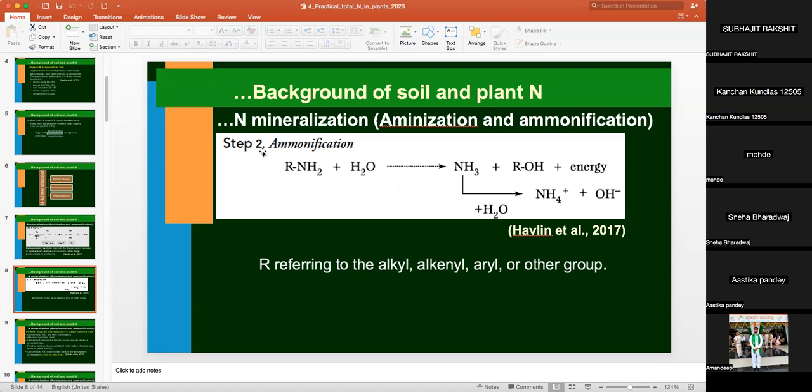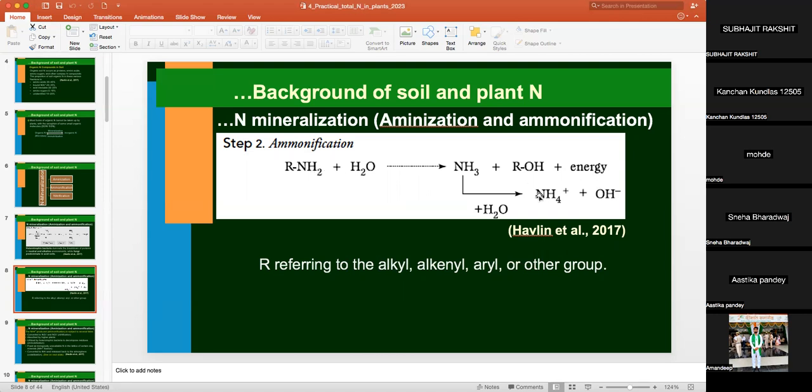So you can see in ammonification, amines have been converted in the presence of organisms, heterotrophic bacteria, fungi, nematodes. It is converted into ammonia. And this ammonia, after getting water, is dissociated into ammonium plus hydroxyl ions. ROH is left, plus energy. So this process is ammonification.